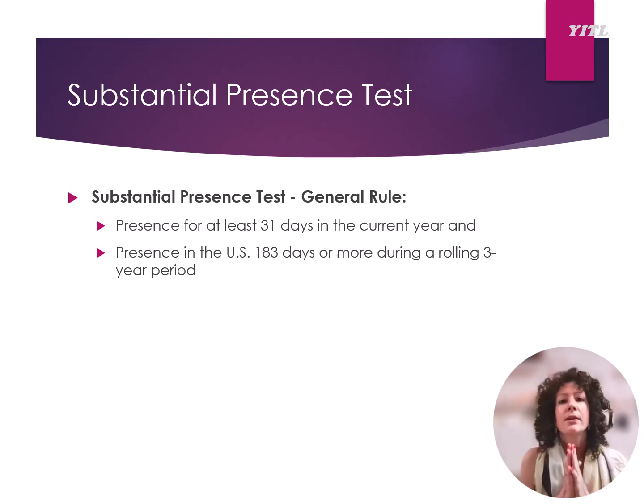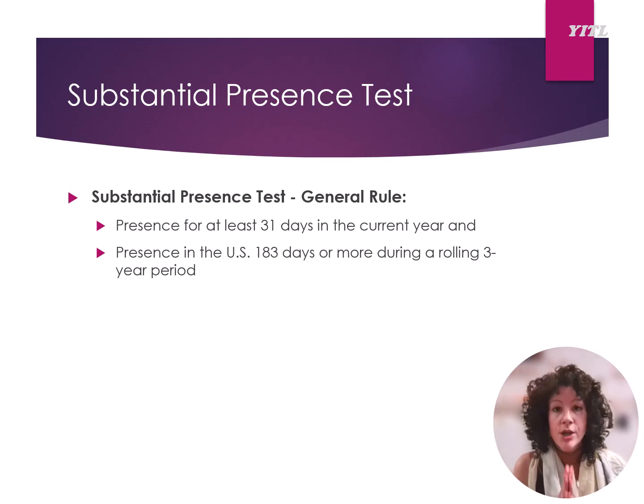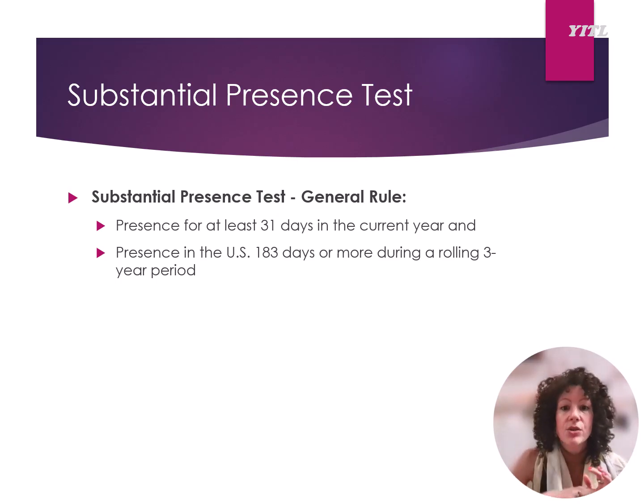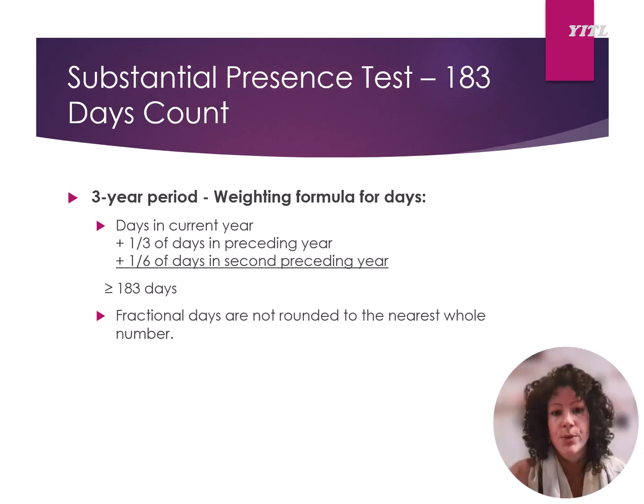In terms of the substantial presence test, that's where it gets a bit more complicated, because in order to fall under the substantial presence test, you have to meet two requirements. The first one is that in the testing year, the year for which we're testing your residency, you have to have spent at least 31 days in the US. And then, in addition to that, we're going to look at your presence in the US over a 3-year period. If you have spent 183 days or more during that 3-year period in the US, plus 31 days in the current year, you are an income tax resident for federal income tax purposes.